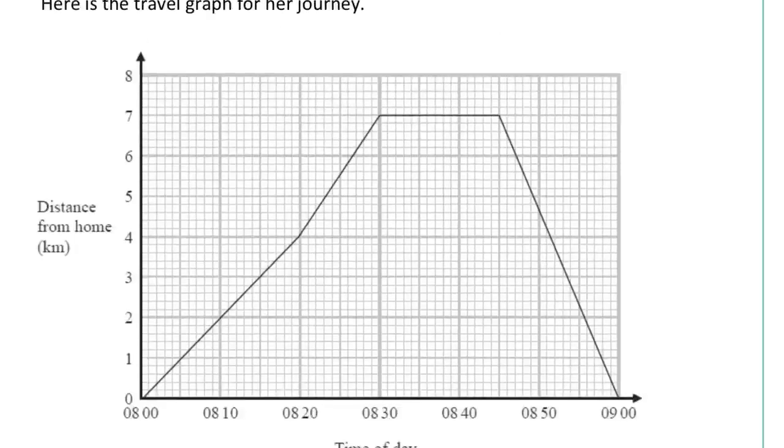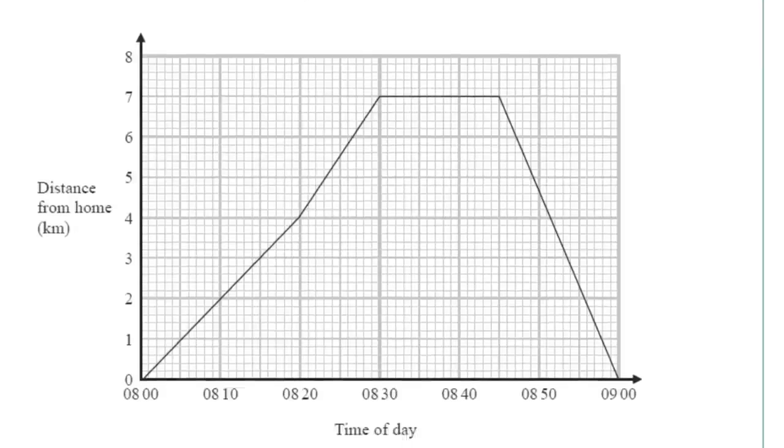So you can see that she starts cycling to her friend's house at 8 o'clock. She goes to here, which is 8:20, and then it looks like she actually gets a little bit faster because it changes direction. She then stops at her friend's house for a number of minutes, and then she starts cycling back home again, and she gets home at 9 o'clock. So this whole thing was wrapped up within 1 hour. It's going to ask us some questions about this, but that's what the graph shows us.